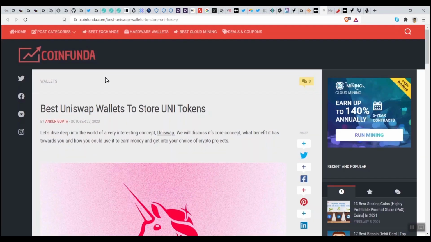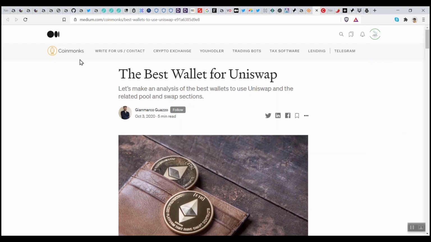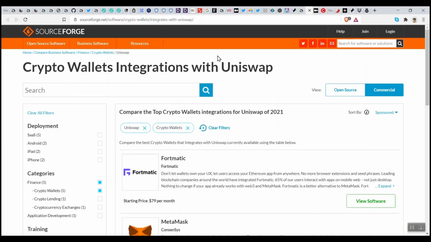Just a few websites here covering their input about how to store or access your Uni tokens. So there's this piece from CoinFunder. There is a Medium blog piece via CoinMonks, the best wallet for Uniswap, and this website SourceForge, crypto wallets integrations with Uniswap.